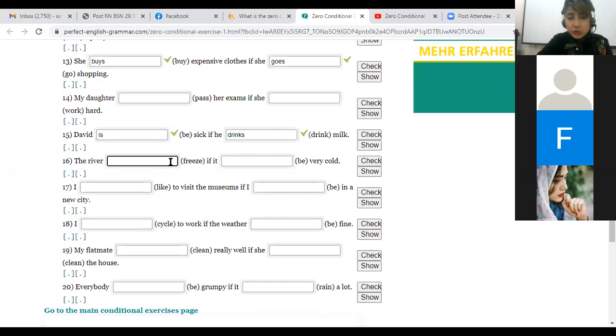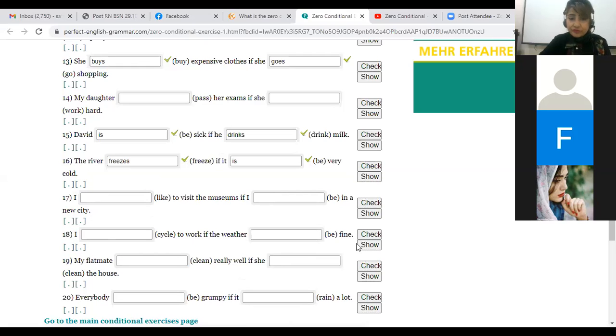Okay, look at this. Let's do this one as well. The river freezes or freezes. The river freezes if it is very cold. Okay. Good.